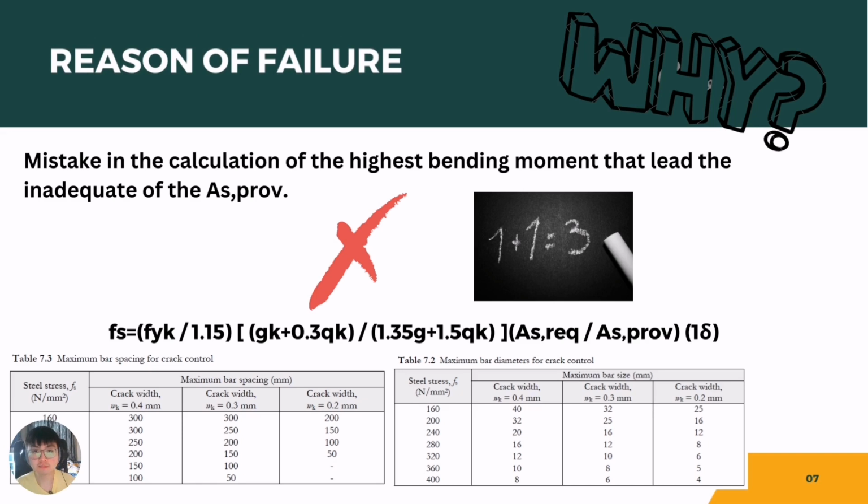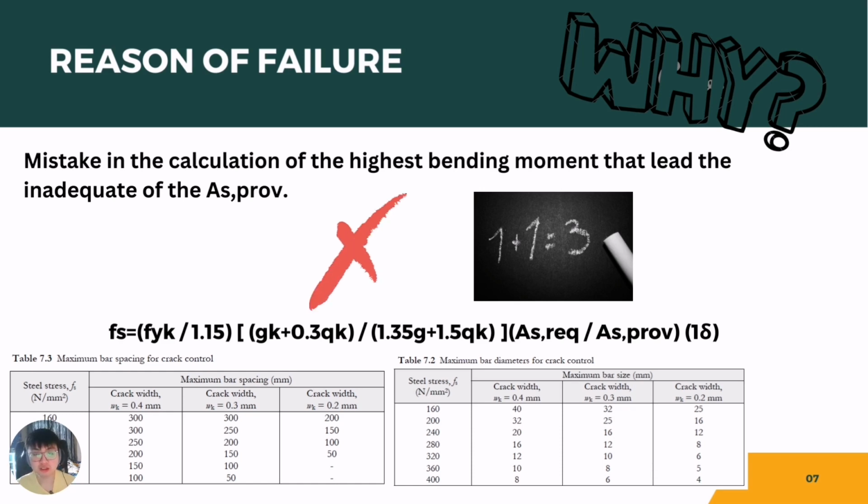Region of failure. The failure of the beam can be due to inadequate area of steel provided, caused by a mistake in the calculation of the highest bending moment. The calculation of area of steel required is based on the highest bending moment. If there is any error or mistake, failure or cracking will happen. So let's look at the formula.